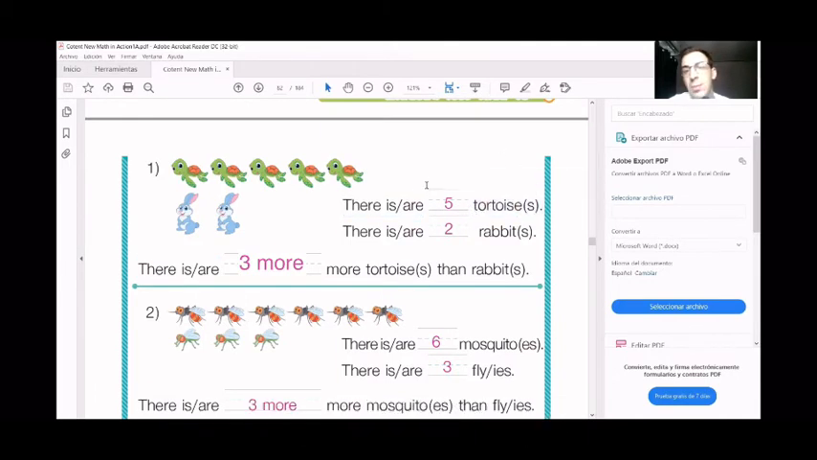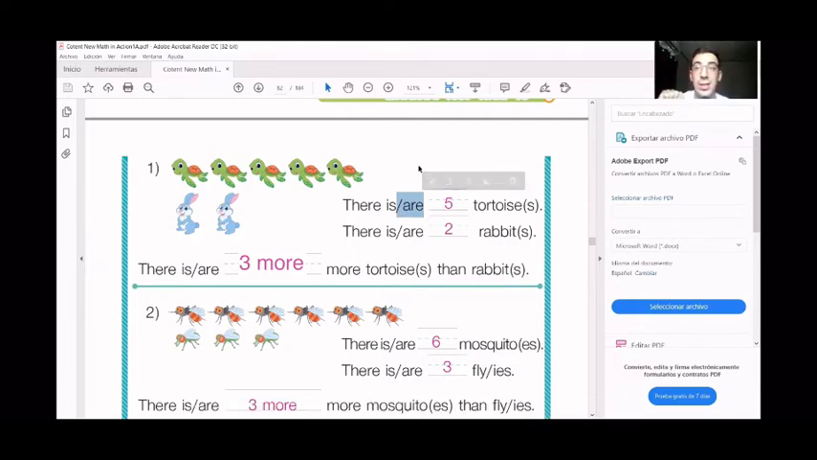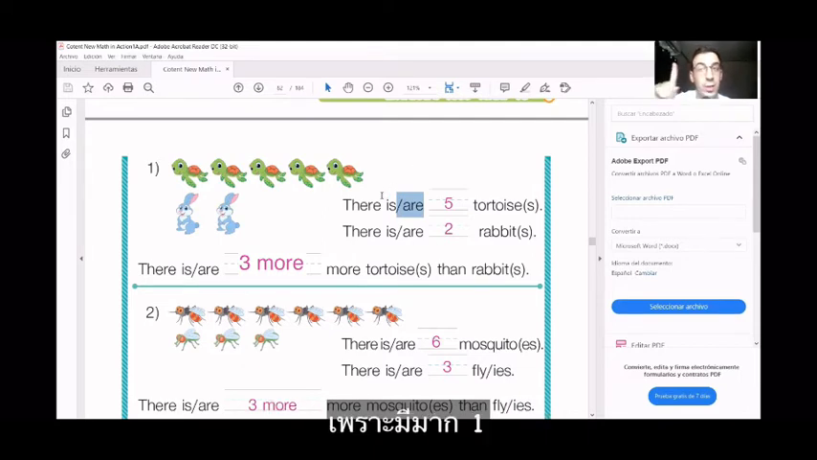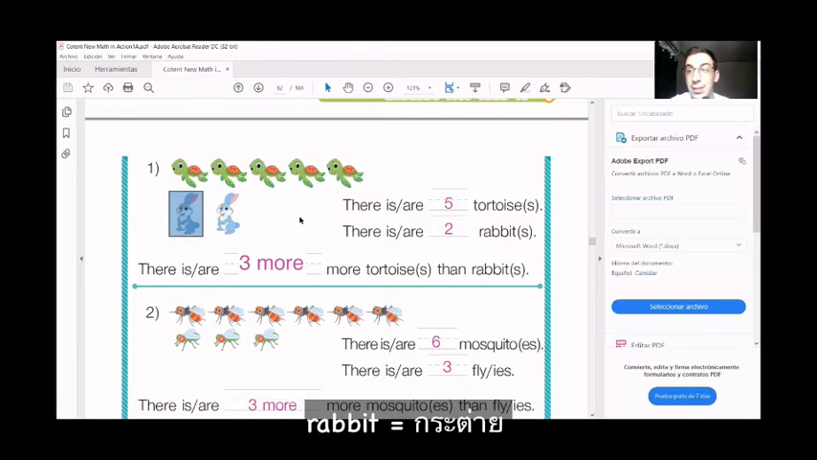So here we have to fill in the number 5. What do you use to tell somebody that there are 5? I already told you. Do you use there is or there are? There is 5 or there are 5? There are 5 because it's more than 1. There is, we use with the number 1. Okay, and now do you know what is this animal? It's a rabbit, right?